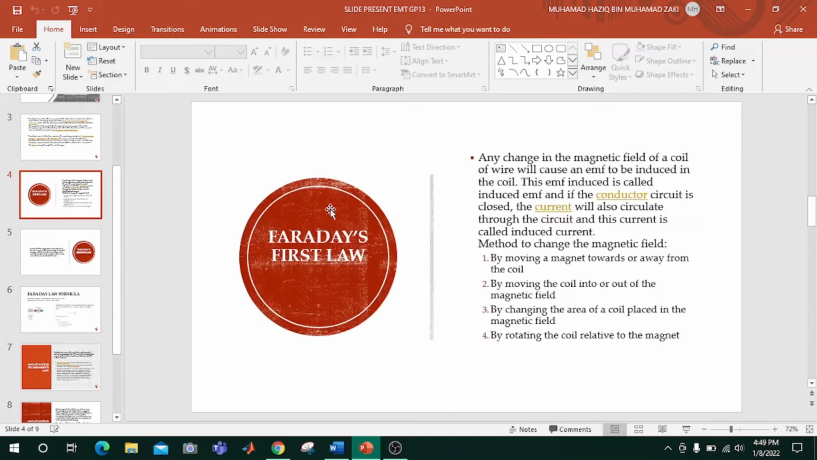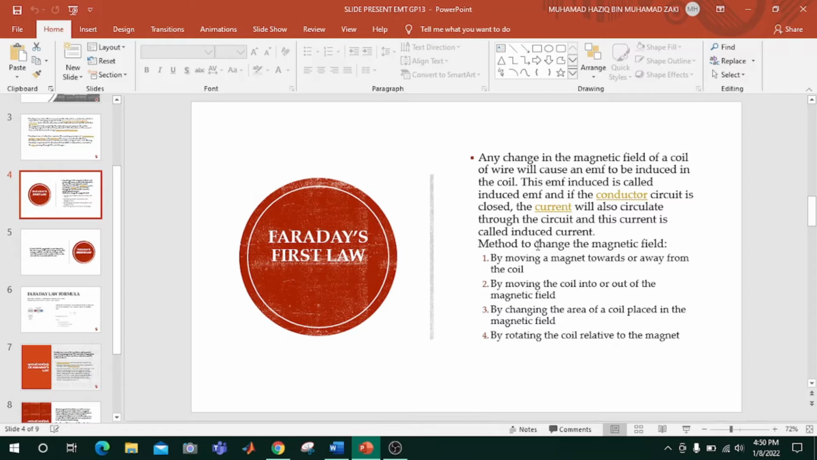I will continue with the next slide, which is Faraday's first law. For your information, Faraday's law has two laws, the first law and the second law. The first one says that any change in the magnetic field of a coil of wire will cause an EMF to be induced in the coil. This EMF is called induced EMF, and if the conductor circuit is closed, the current will also circulate through the circuit, and this current is called induced current.